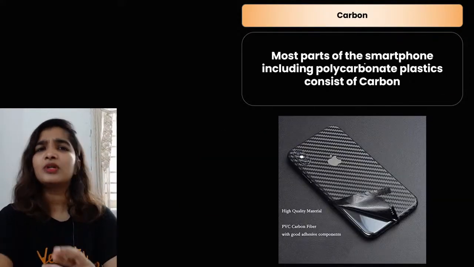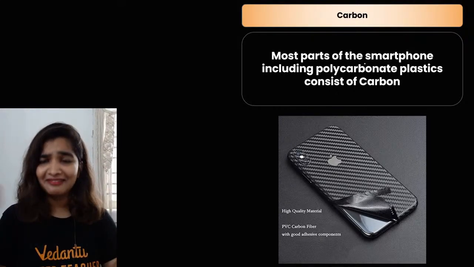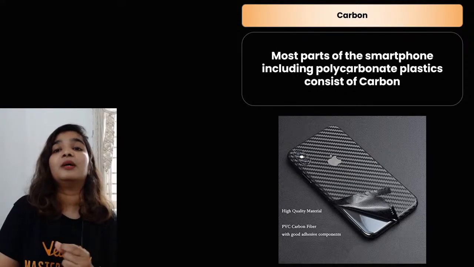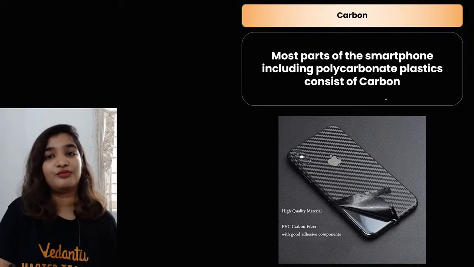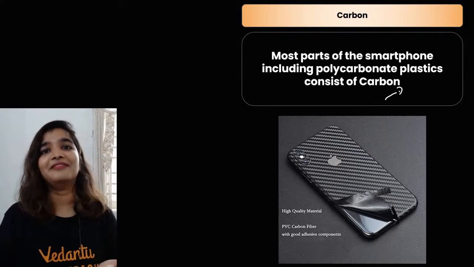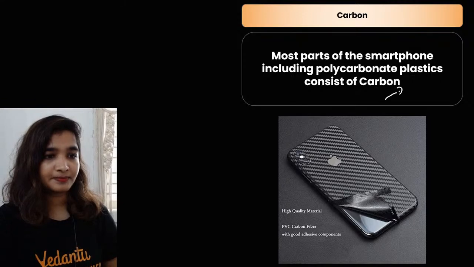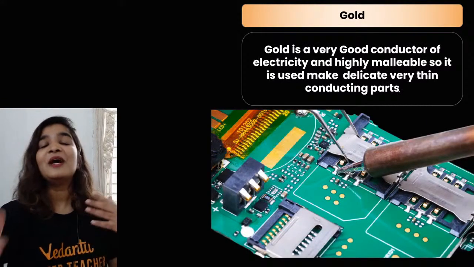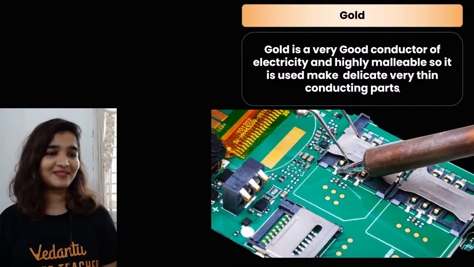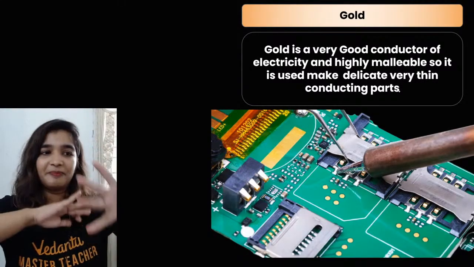Okay, so what do we have to say about carbon? Carbon is everywhere, even in a smartphone. Most parts of the smartphone, including polycarbonate plastic, consist of carbon. So we cannot say it is present only here, because carbon is everywhere, children. Very good. I guess learning which elements are not present in an iPhone is a lot easier. Oxygen is present in the display.